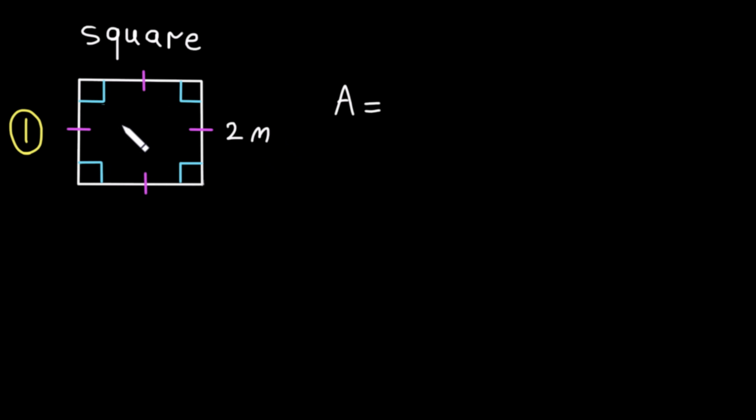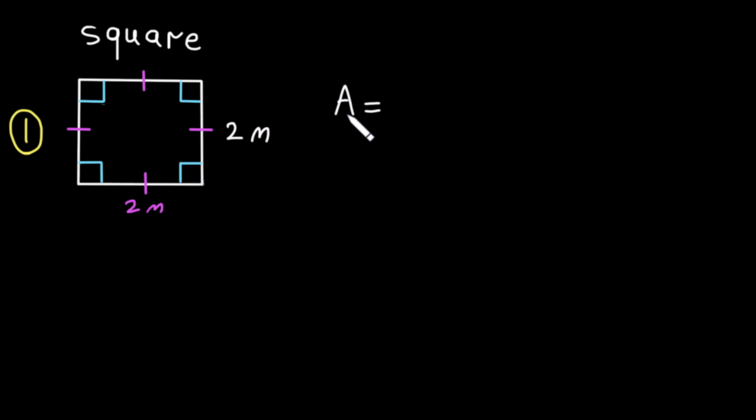The first example, in this square, the side length is 2 meters and we want to find the area of this square. As we know, in a square like this one, all angles are 90 degrees and all sides are equal. So each side of this square is 2 meters. For example, here 2 meters, here the same thing, 2 meters.